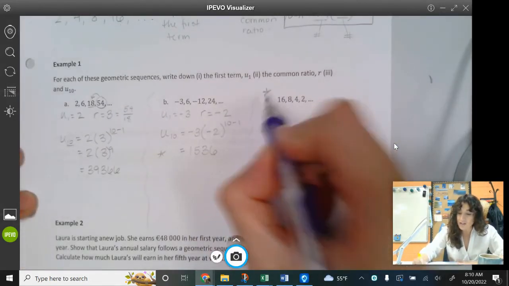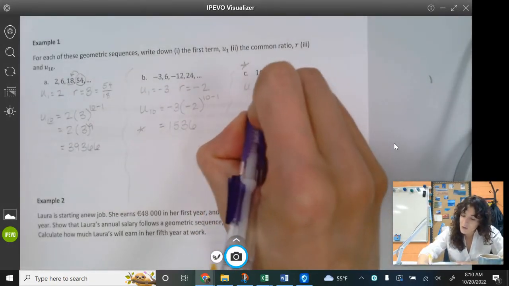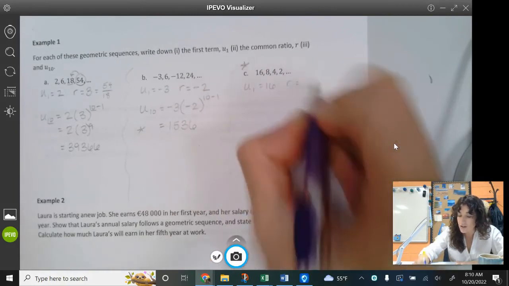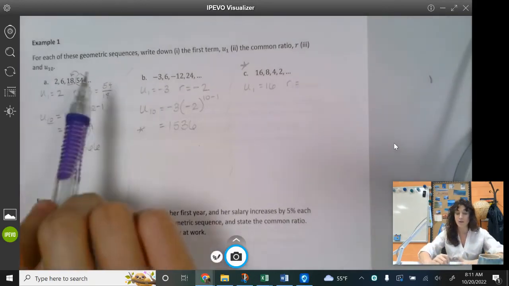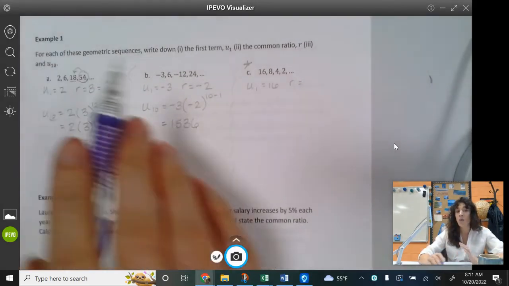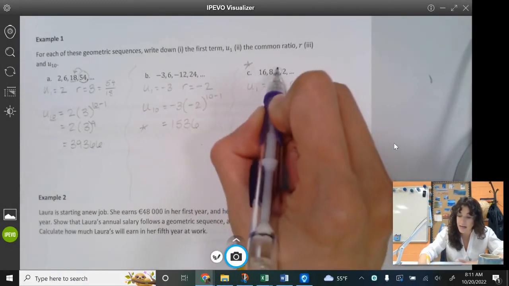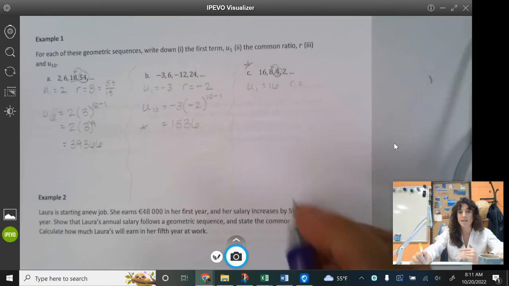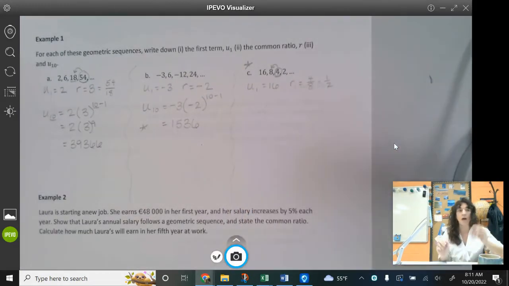Okay, I want you to actually do part C, this last one, all on your own. U sub 1 is 16. Here you might have noticed that it's getting smaller. So as we talked about earlier, if you feel confused on what to do for r, you can always just take a term, any term in the sequence, and divide it by the term in front of it. 4 over 8. If you simplify that down, maybe you saw this right away and you're like, oh, it's just a half, right? Maybe you said 0.5, totally fine.